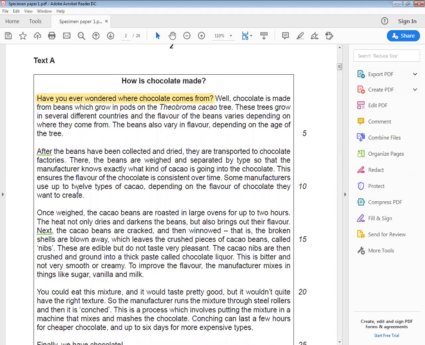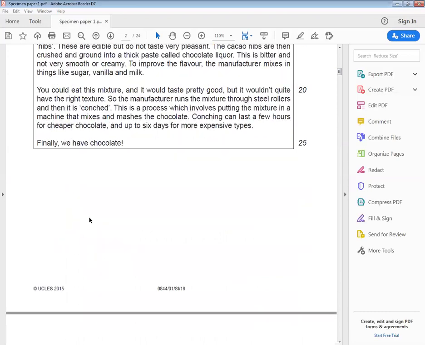Take a look at the text, try to analyze it. You're going to find that he started with a rhetorical question to grab the reader's attention. You're going to find that he used connectives in order to link the stages together, okay?